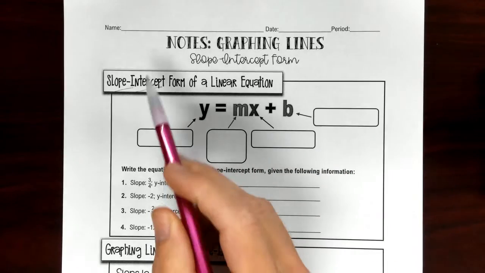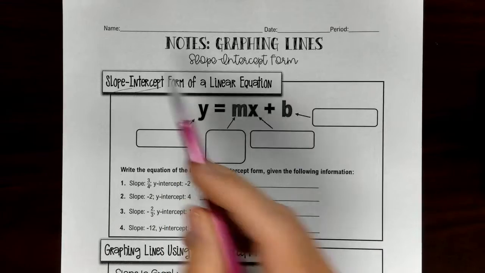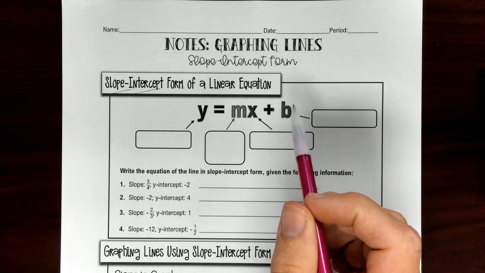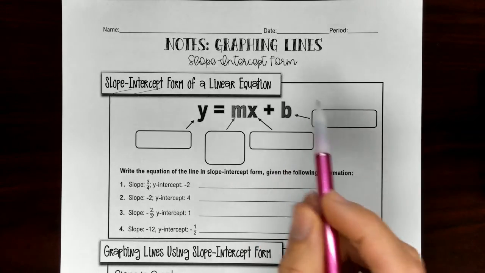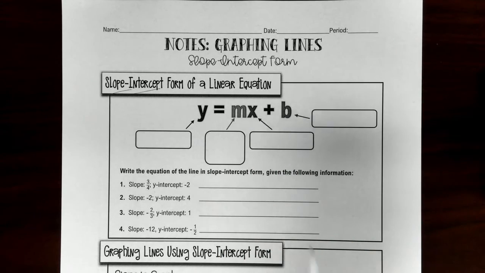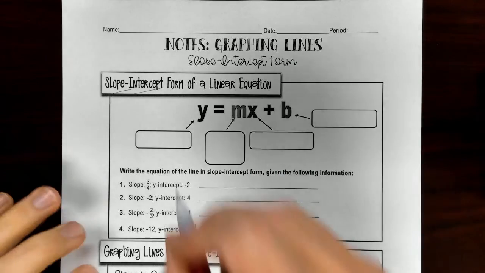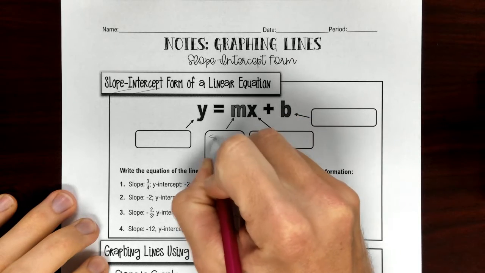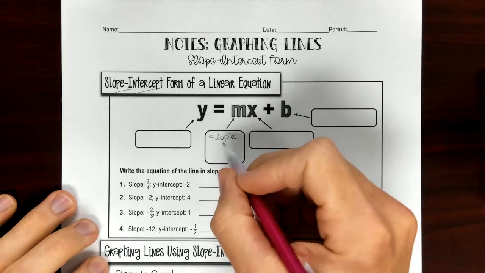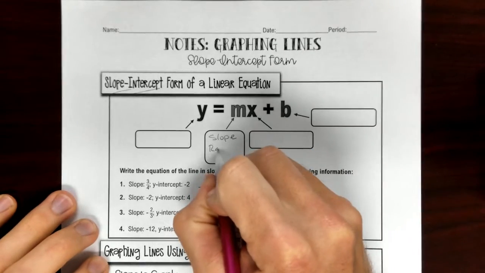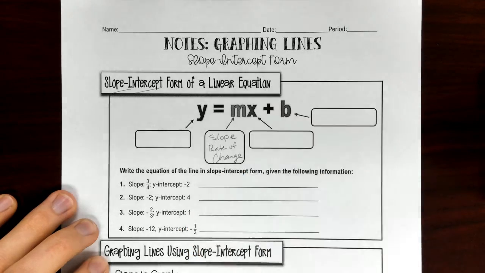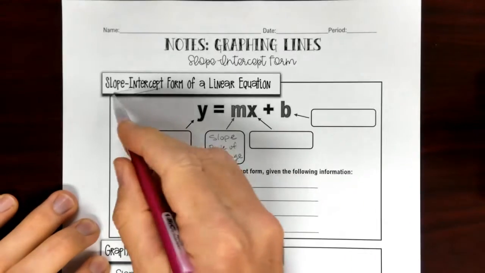The reason we call it the slope-intercept form is because, you guessed it, it's got the slope and the intercept in my equation. We're dealing with linear equations. Why do we call it the slope-intercept form? Because m is your slope, and another word for slope is the rate of change.